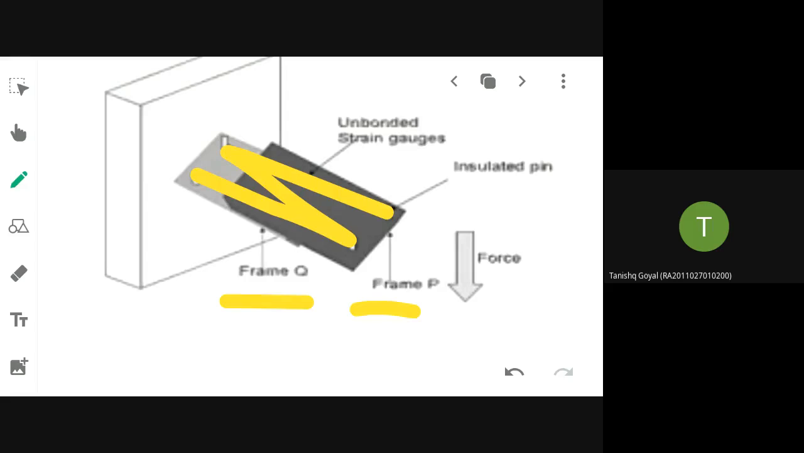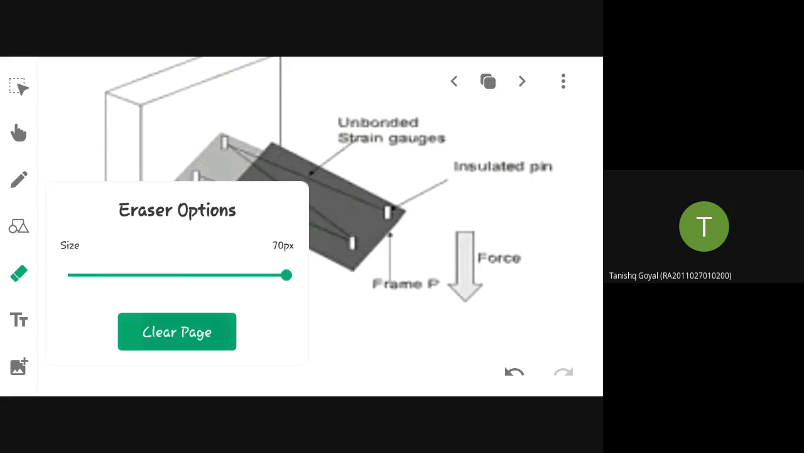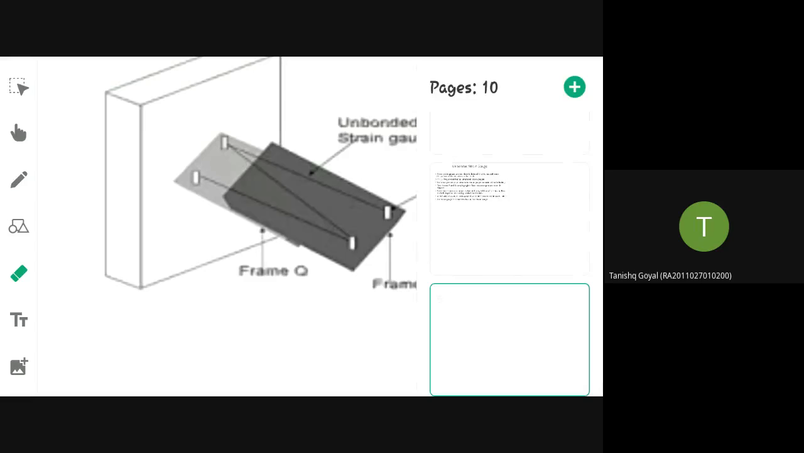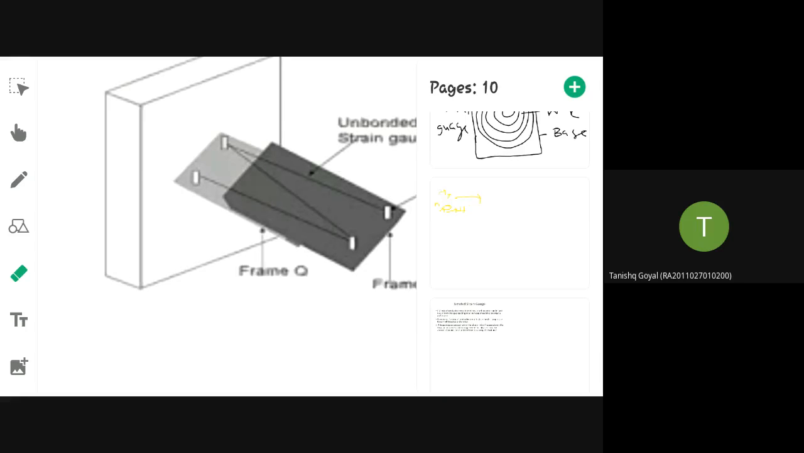So can this strain gauge also be called a displacement transducer or not? Unbonded type, yes ma'am. In the unbonded type, there are two frames which are moving or sliding across each other, so this can also come under a displacement transducer. It is also a passive transducer. Okay. Then next comes your potentiometer. You must answer for potentiometer because you might have some idea.